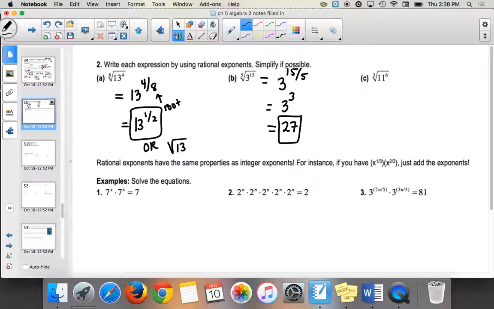So if I have 11 to the 6th and it's under a cube root, it's going to be 11 to what power? 6 over 3, right? Which is 2. So 11 squared is 121. Exactly.